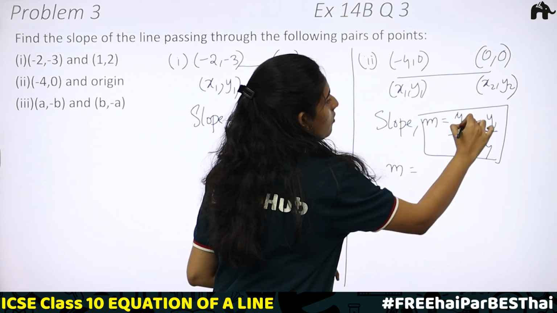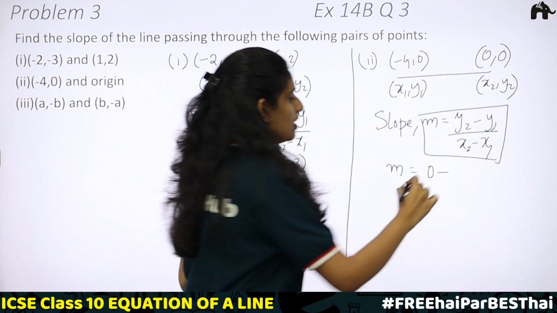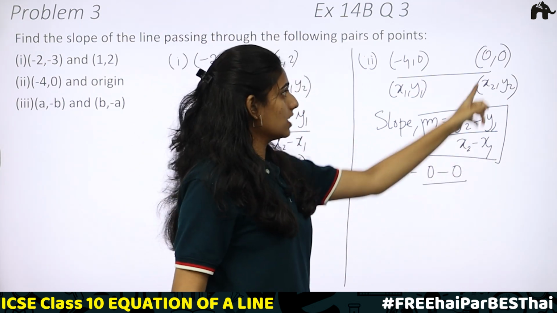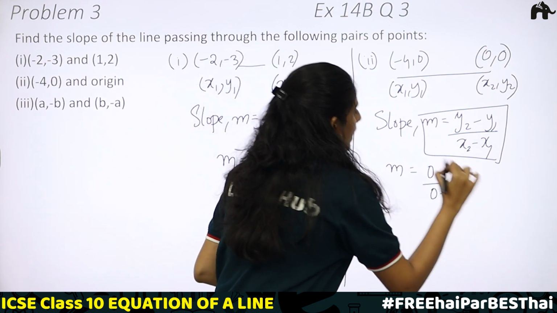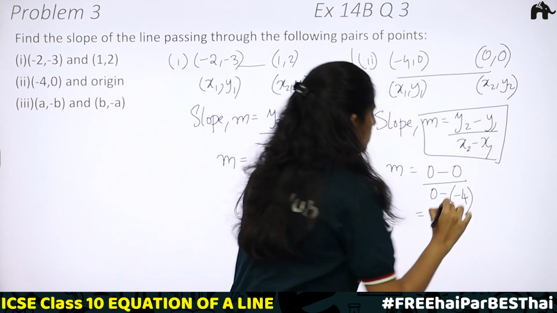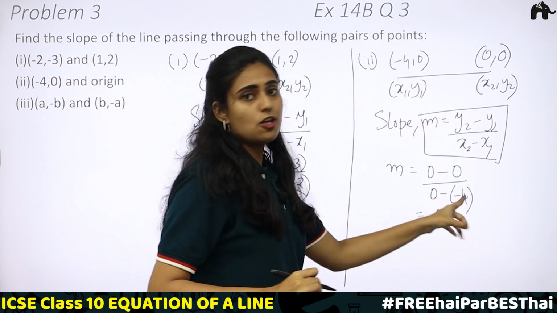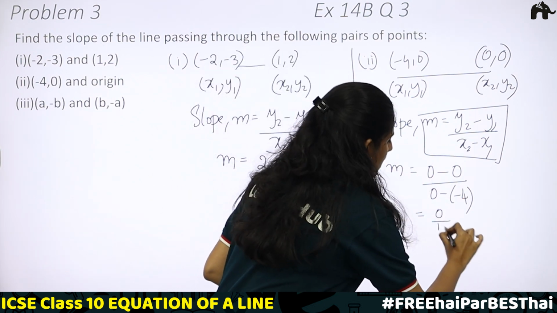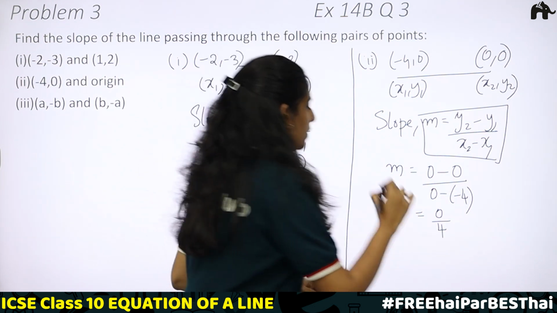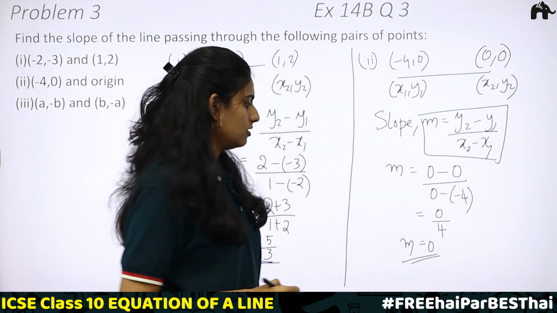Okay, now substitute the values. m is equal to, what is y2? y2 is equal to 0 minus y1 is also equal to 0, divided by x2 minus x1. Here x2 is 0 and x1 is equal to minus 4. Minus 4. That is equal to 0 minus 0 is 0 divided by 0 minus of minus 4, 0 plus 4. We get 4 in the denominator. 0 divided by any number will be equal to 0. Here the slope m is equal to 0.